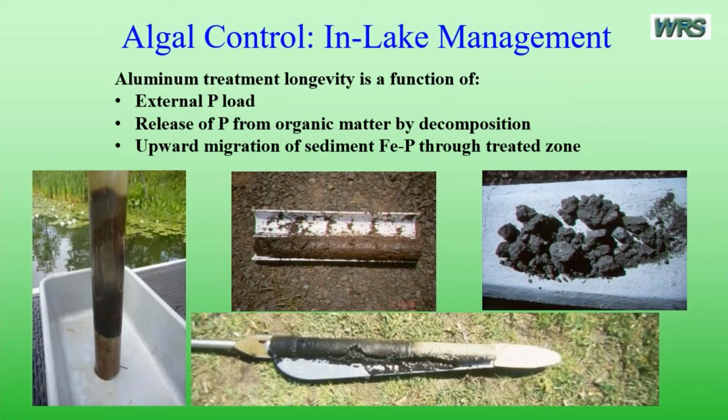The aluminum longevity is a function of external loading still coming in, release from phosphorus and organic matter that may not have been inactivated when you did the treatment, and upward migration of sediment iron-bound phosphorus through the zone that you did inactivate. So there's a bunch of things going on at once here. The upward migration is the one that kind of gets you in the end. That's why you get maybe 20 years out of it, because you can't do much better before that gets up there. The other two can make it so that the treatment results aren't as good as you'd hoped or don't last as long as you'd like. So understanding these is pretty important.